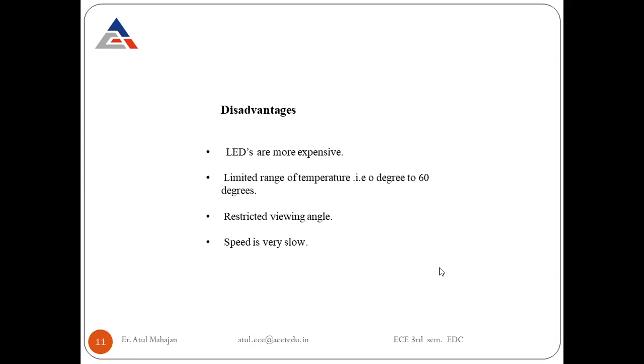Disadvantages. What are the disadvantages of LEDs? They are a bit expensive. They are not that cheap. So this is one of the disadvantages of LEDs. They have a limited range of temperature. The temperature range is not very high. It can reach a maximum of 60 degrees Celsius. So they have a limited range of temperature.